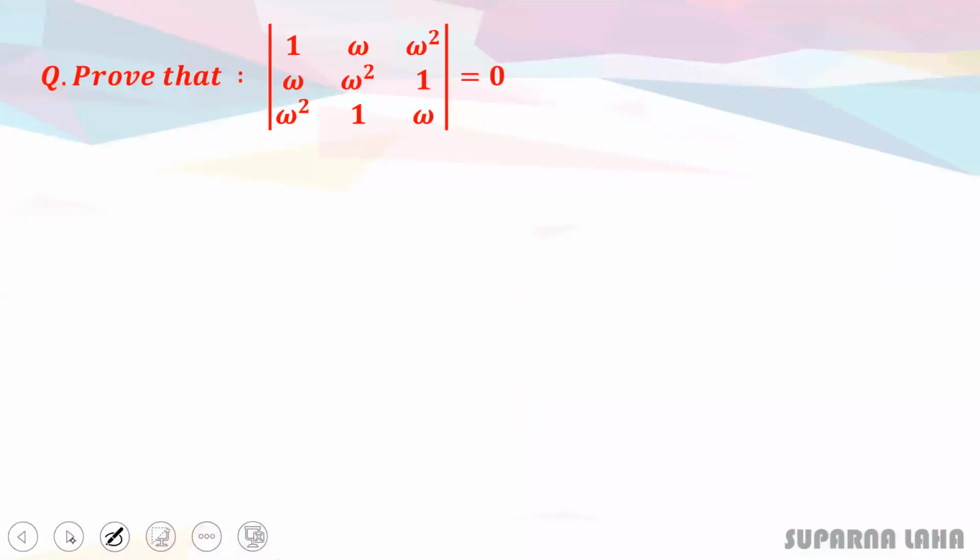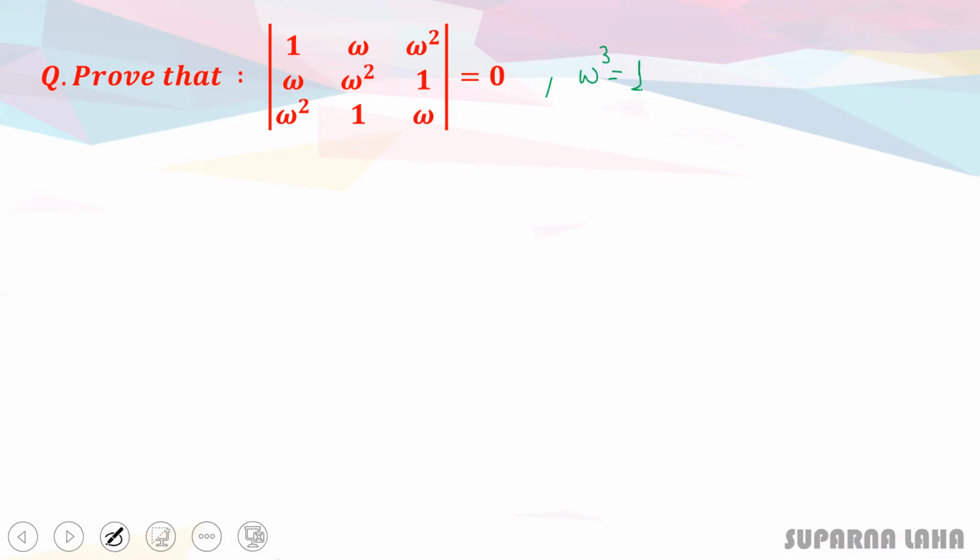So here is the first question as given. 1, omega, omega square. This is an order 3 determinant. 1, omega, omega square; 1, omega square, 1; omega. We need to show that this determinant is 0. And what is omega? Omega cube is equal to 1. It's given in the question. So we need to show that this determinant value is 0.